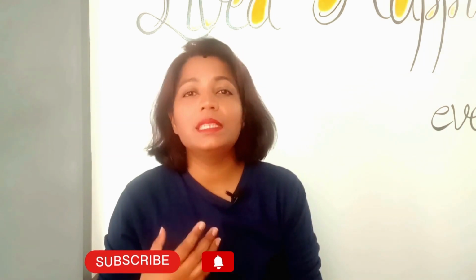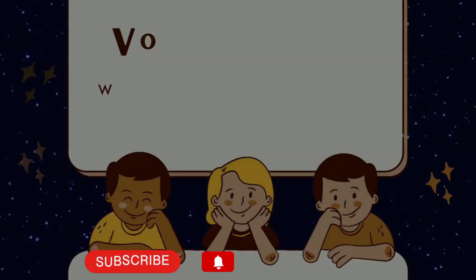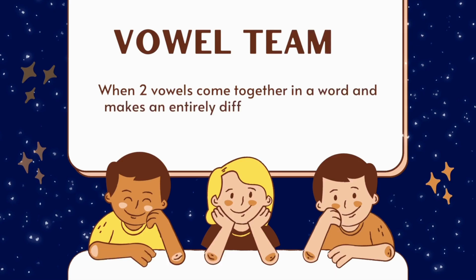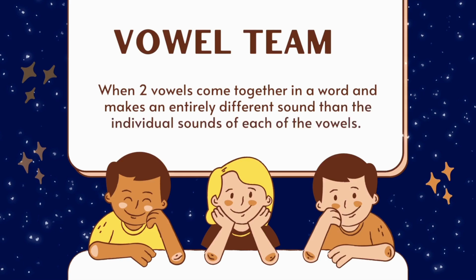Another magical vowel pattern for long sounds of vowels is called the vowel team pattern. Here in this pattern, two vowels come together in a word and create an entirely new sound, which is basically the long sound that we are understanding, different from the individual short sounds of each of the vowels present in the word. Again, let's understand this with a few examples.